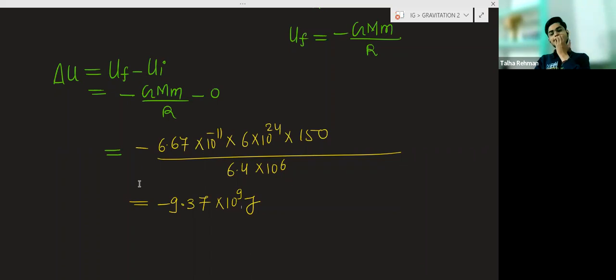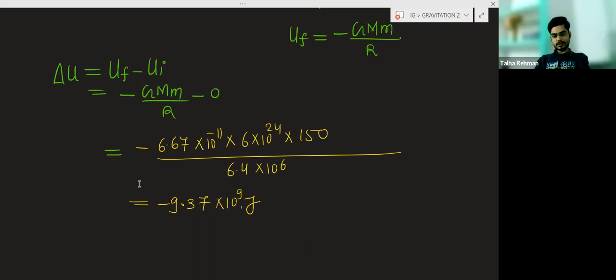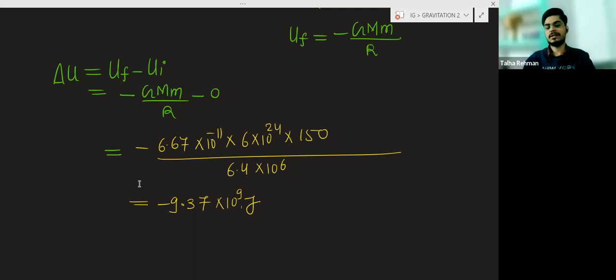Calculate this value. Yes, I'm getting very big numbers. Just tell me numbers. 93796875000. Okay, you are not getting the answer in this form.